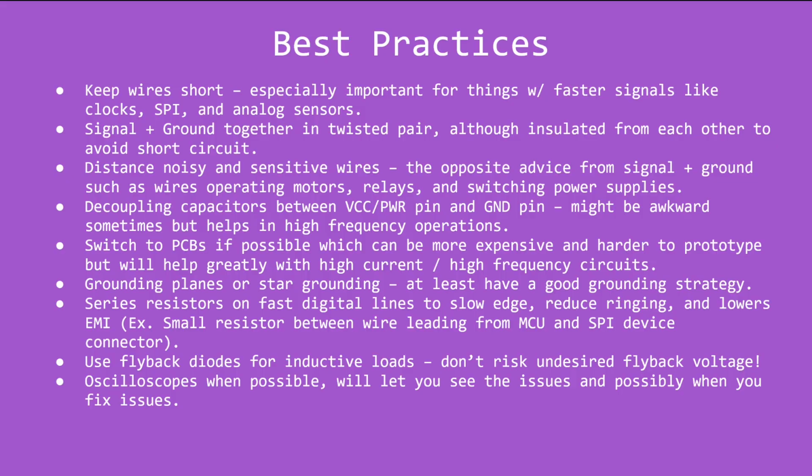Ground planes and star grounding are some great ways to handle grounds. Series resistors on fast digital lines slow the edge, reduce ringing, and lower EMI, which is basically just a small resistor between whatever wire you have coming from, say, a microcontroller to an SPI device. So don't make a direct connection, have some path where they have to go through a resistor.